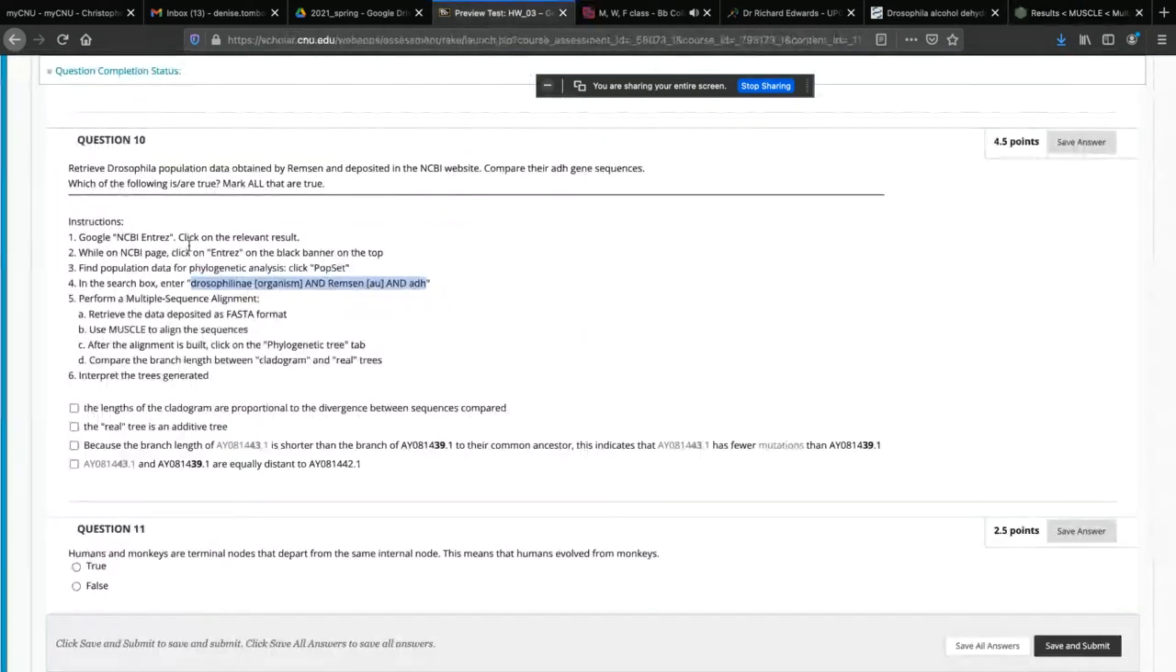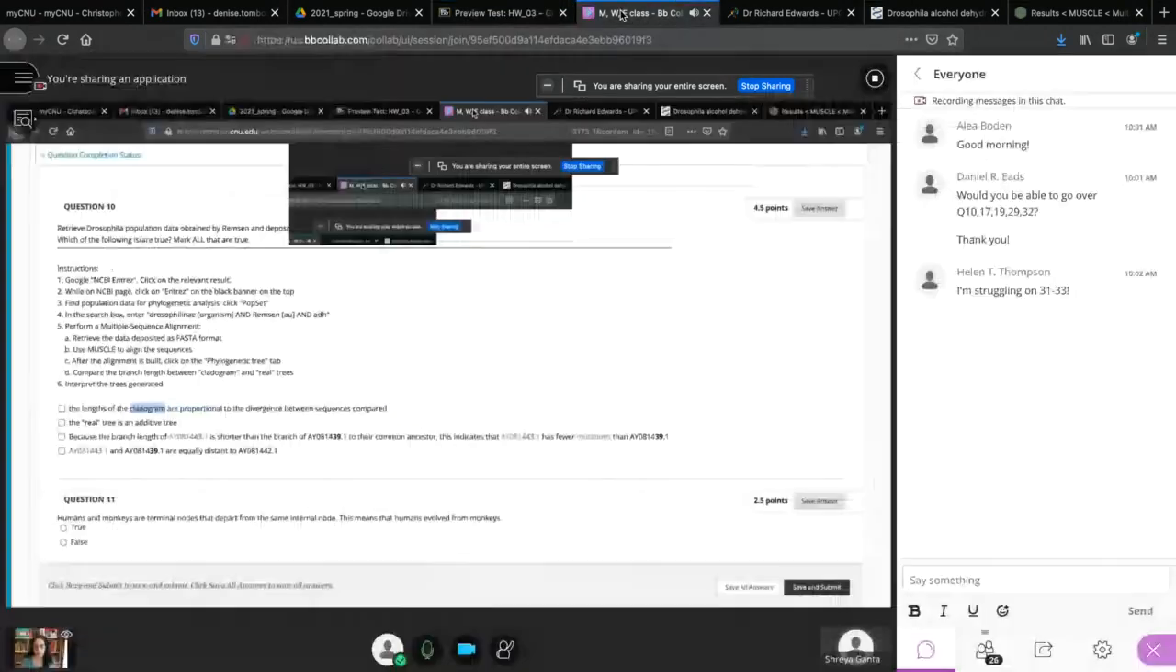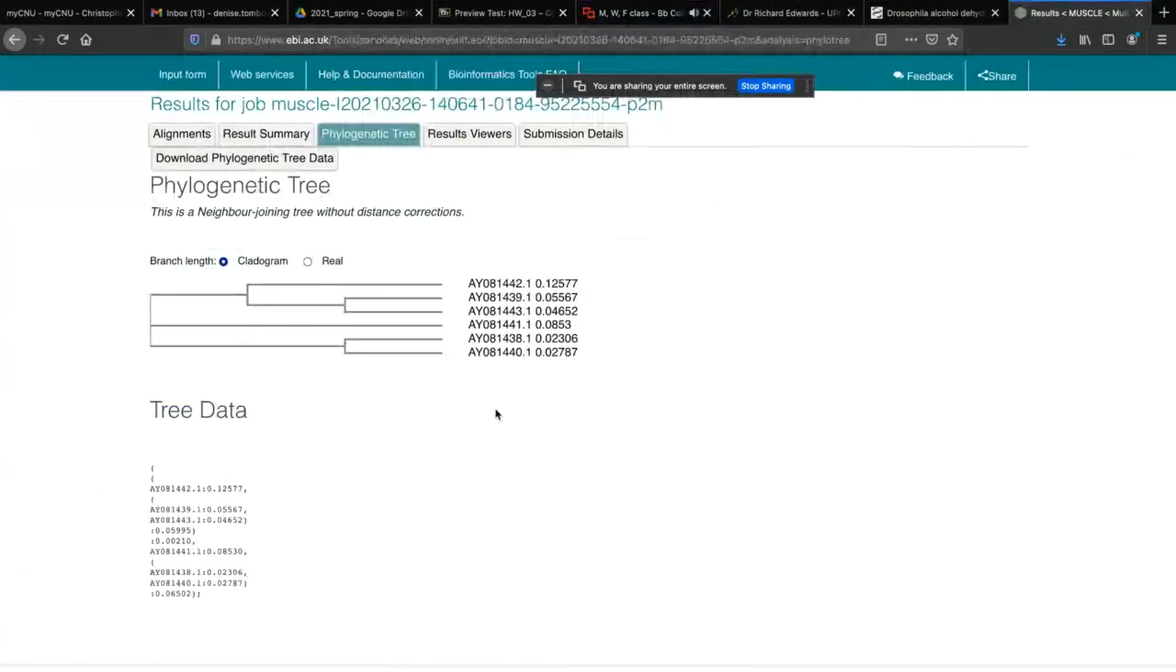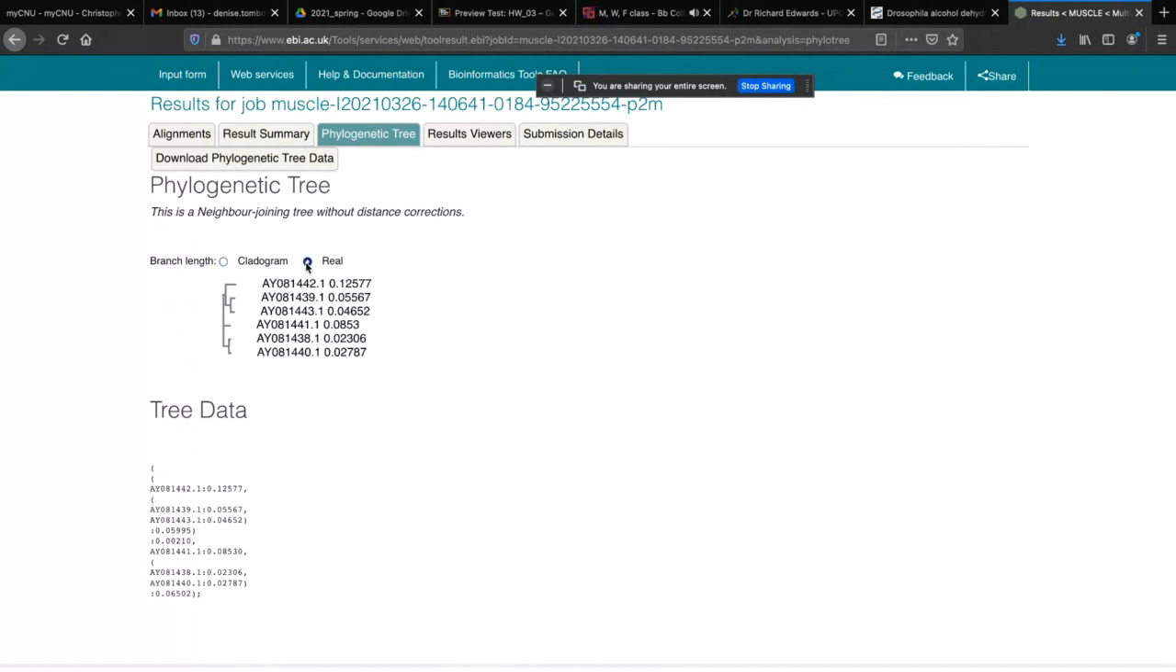Let's see, what am I saying on that? I'm saying the lengths of the cladogram are proportional to the divergence. So when I'm saying the length is proportional, I'm saying that the length is carrying some information. A longer branch would mean that they are more different, and a shorter branch that they are less different. But in a cladogram, that's not true. So do not mark that. And you would know that even without running this. So I'm testing you. Do you know the difference between a cladogram and an additive tree? Here they don't call it additive, they call it real. So we're going to click on that.